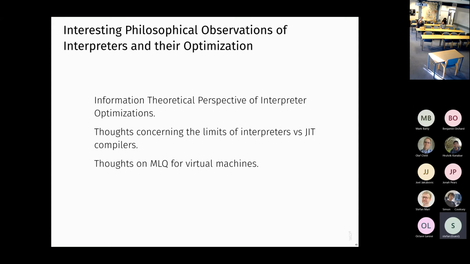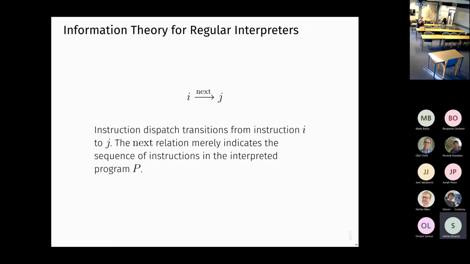So I've been thinking about this interpreter optimization stuff for a long time. Every now and then I still have a student in a master's thesis that works in that domain. And I have three kind of interesting ideas about this. One is an information theoretical perspective of interpreter optimizations. Then I have some thoughts concerning the limits of interpreters versus JIT compilers that are already over 10 years old, but I made a scan for this talk today. And I have some other thought, just a minor thought, but still interesting, on multi-level quickening in general for virtual machines.